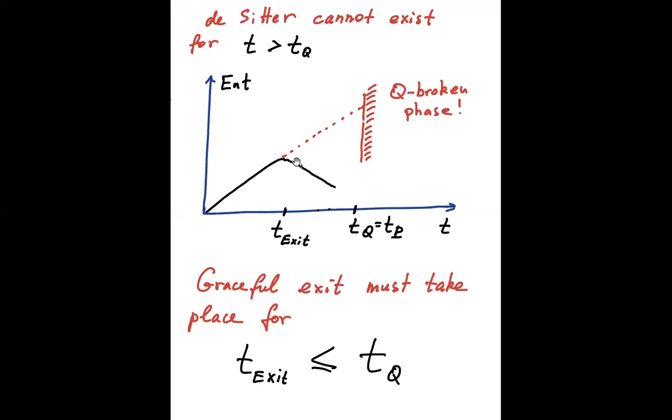An exit is, for example, by inflaton clock, slow roll inflaton, or some other classical clock. So de Sitter must exit from this phase. There must be a graceful exit. And this is a fundamental difference between de Sitter and black holes. They are very similar in the sense that the entanglement reaches the maximum, but de Sitter doesn't seem to have a consistent lifetime beyond quantum breaking time.